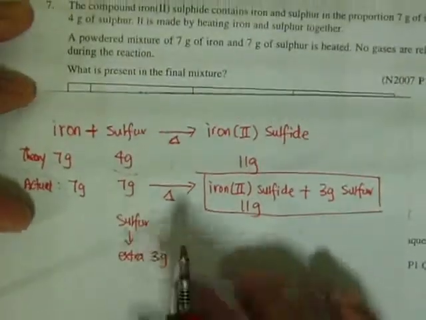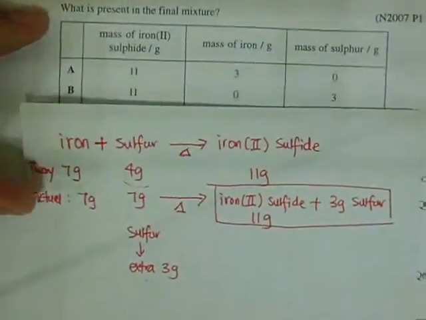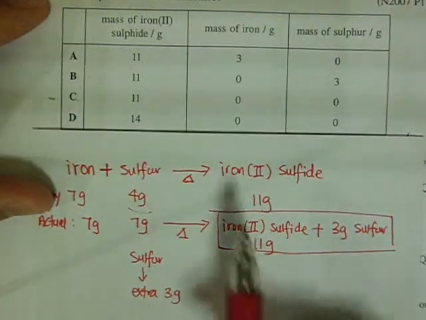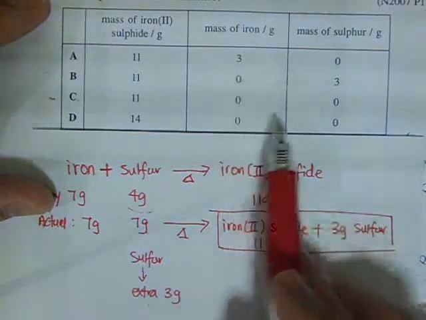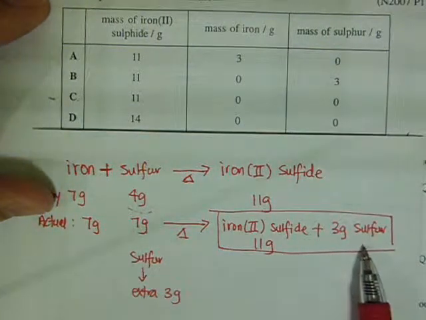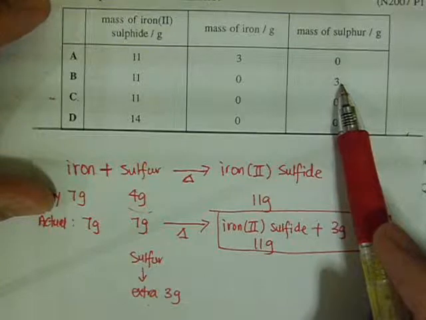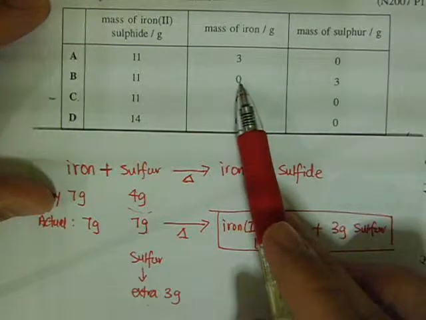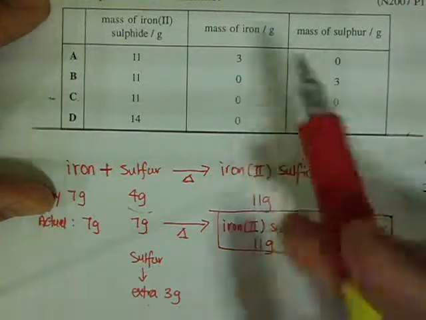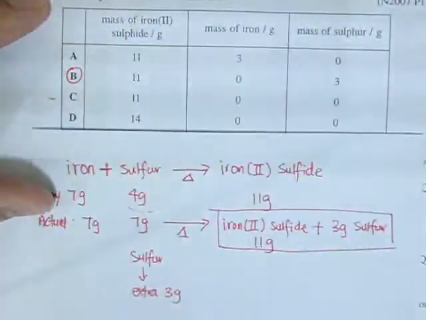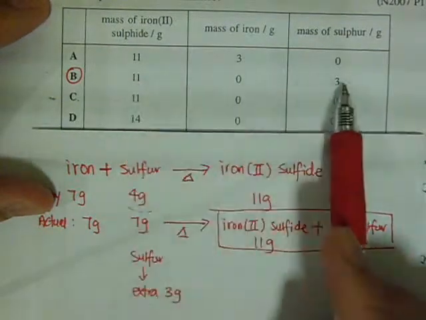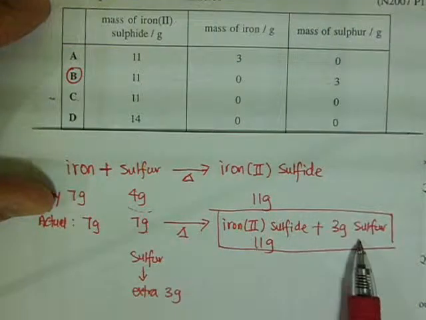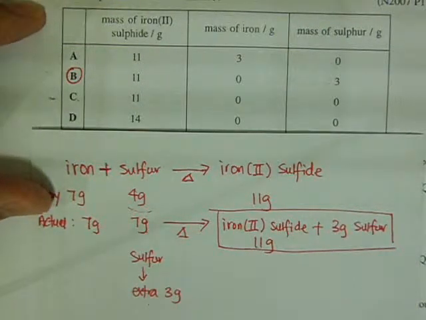Now, so what is present in the final mixture? In the final mixture, you get 11 grams of iron sulfide. You get 3 grams of sulfur because this 3 grams of sulfur is extra. You don't get any iron left because all the iron would have reacted. So the answer should be B. 11 grams of iron sulfide, 3 grams of sulfur is the extra. So the answer is B.